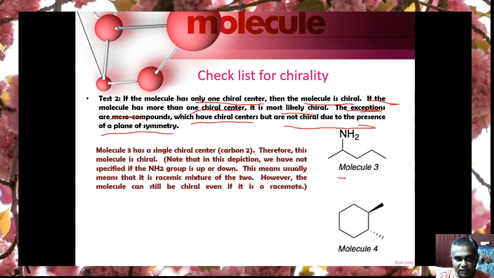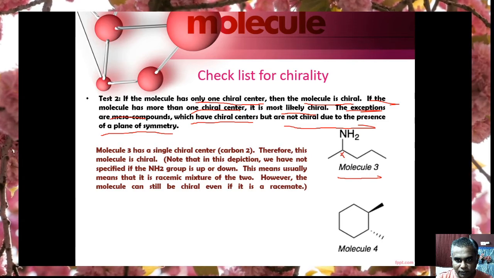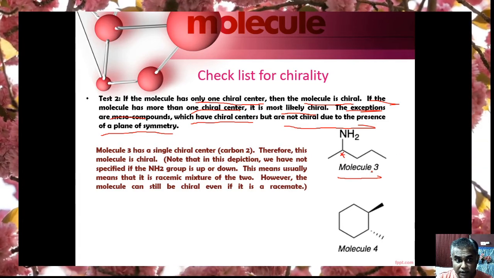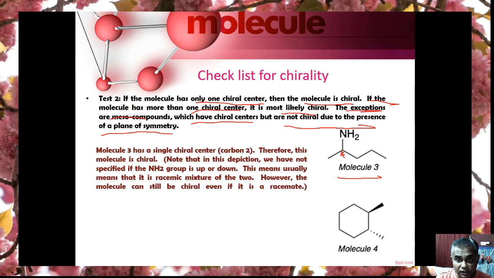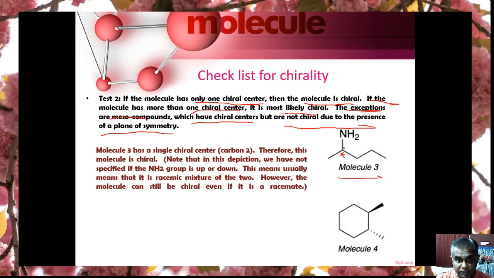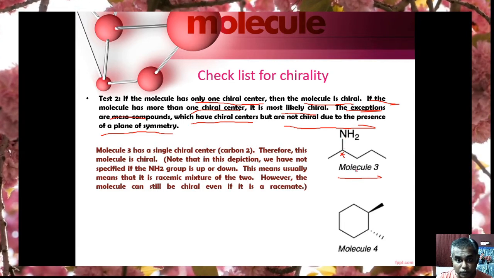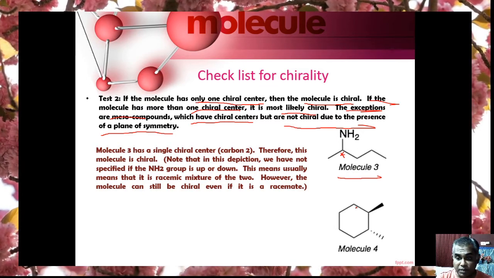Now let us take this molecule 3, which has only one chiral center. Therefore this molecule is chiral. And note that in this depiction we have not specified whether the NH2 group is towards us or away from us, which means up or down. This usually means a racemic mixture of the two. However, the molecule is still chiral even if it is in a racemic form.